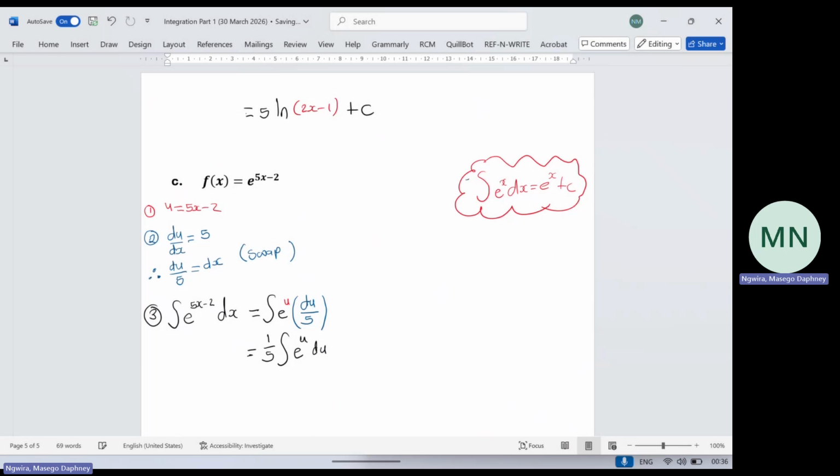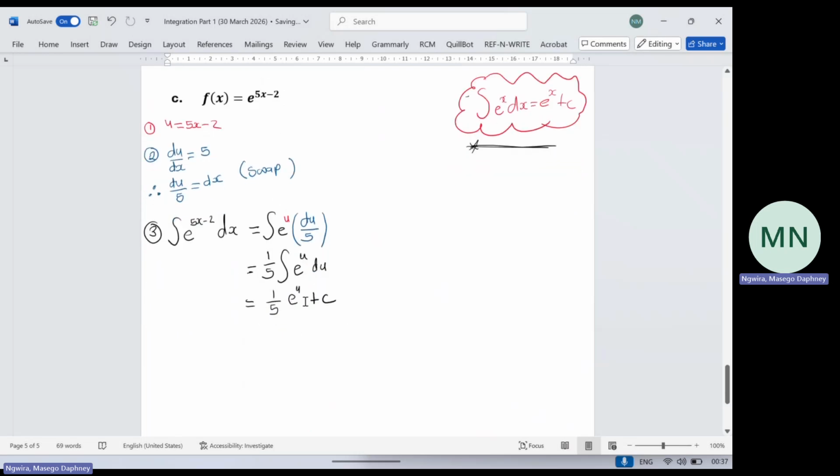Then now we can integrate. So now we're going to have 1 over 5. When we integrate e to the power of u, it stays the same. So we're just going to have e to the power of u with a plus c. Don't forget. Why? Because the integral of e to the power of x stays the same, so the integral of e to the power of u stays the same. It becomes e to the power of u.